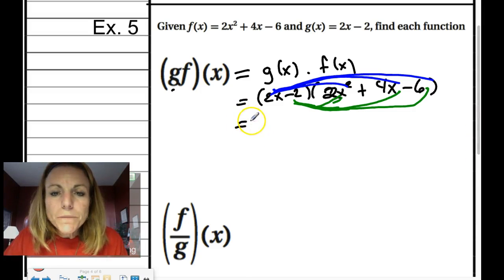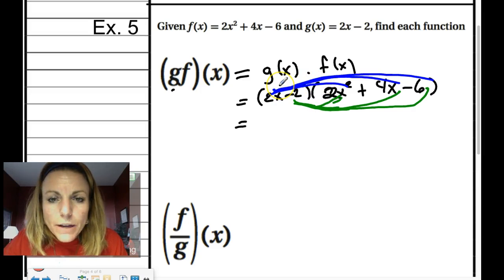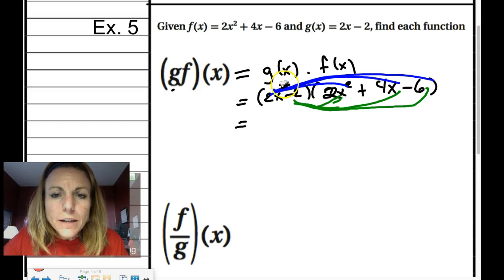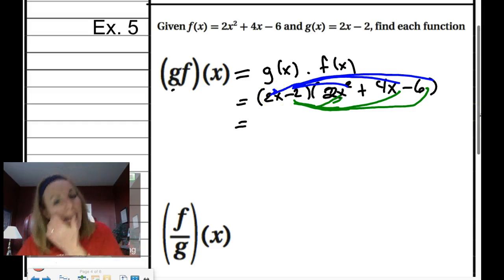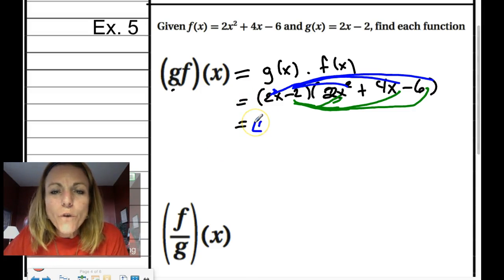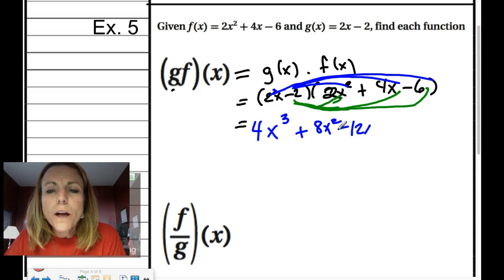So the blue, I'm going to fix this a little bit because that is a 2x squared. Let me fix this again. Okay, let's try that again. I apologize, that's not a squared on there. So we're taking 2x times 2x squared, which is 4x cubed. Then we're taking 2x times 4x, which is 8x squared, and 2x times negative 6, which is a negative 12x.